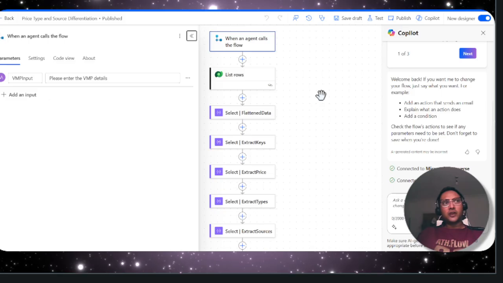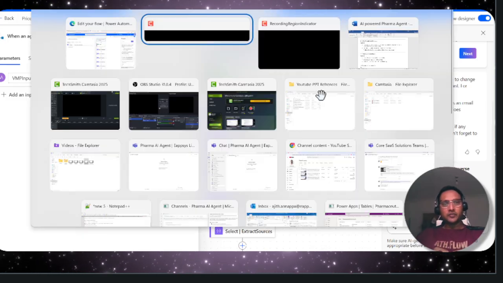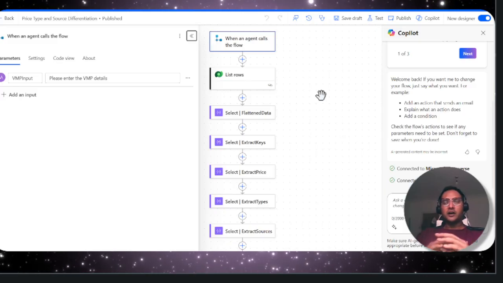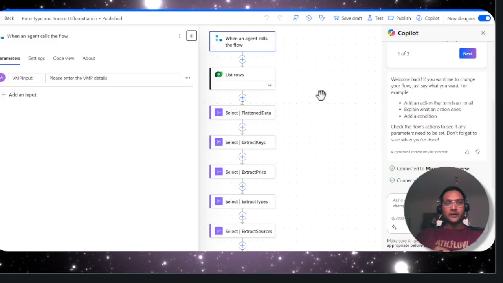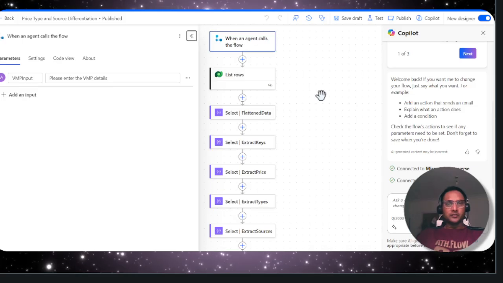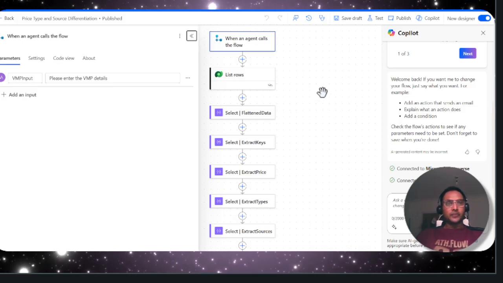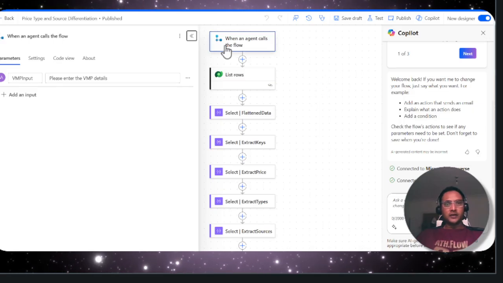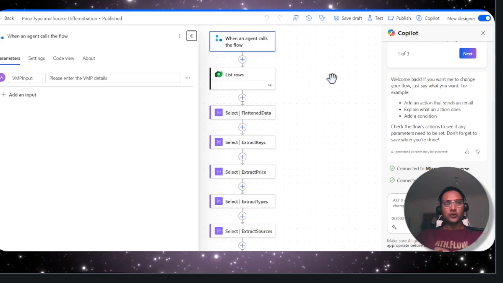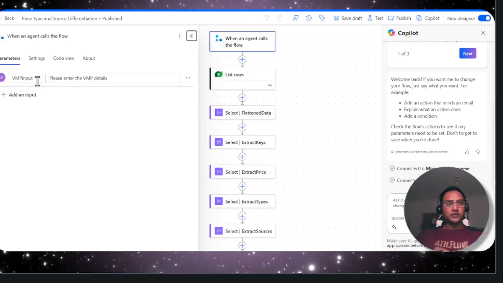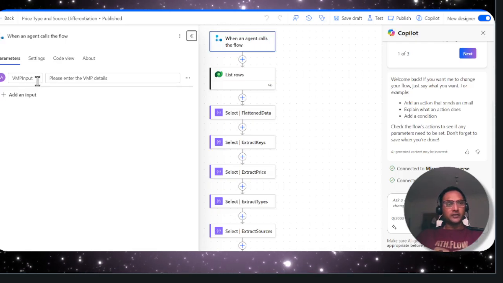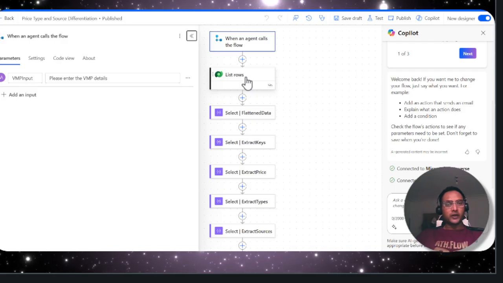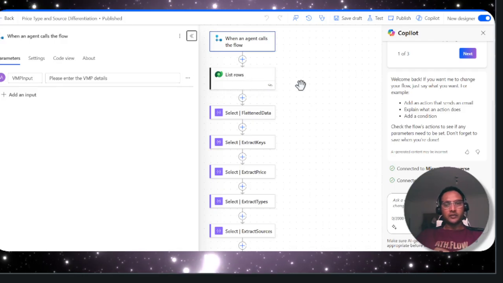Here I'm looking at 4 to 5 different combinations of price type and source types, and I split that, and then I'm accumulating all of that into one particular output. From the Copilot, I'll start with the action when an agent calls the flow, where I'll give the input of a medicinal product. And then these are the Power tables, where I'm getting all the data from.